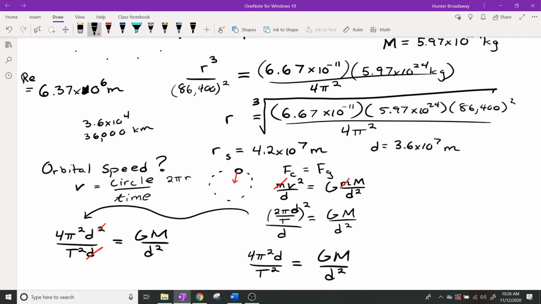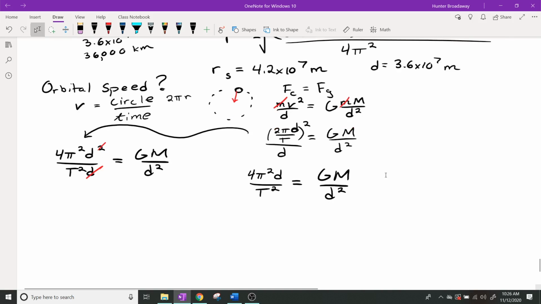Now, do you want it in the top or the bottom? Top? Okay, you would rather prefer it that way. That's okay. So we're going to take the d squared and we're going to move it up then. So that's going to be 4 pi squared d cubed over t squared equals GM. And at some point, nah, I'm gonna wait. The fruit is sweeter if you wait.